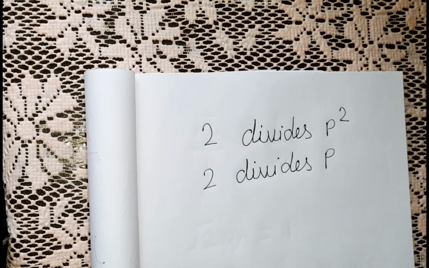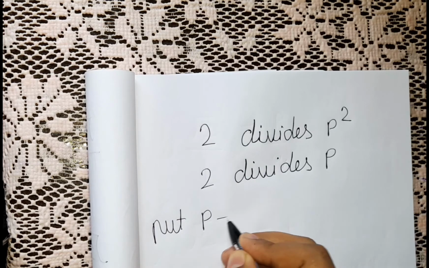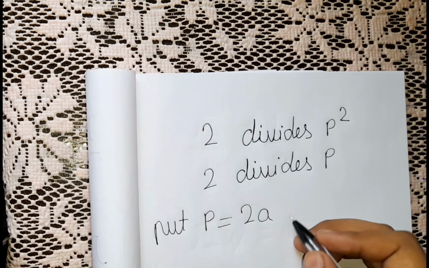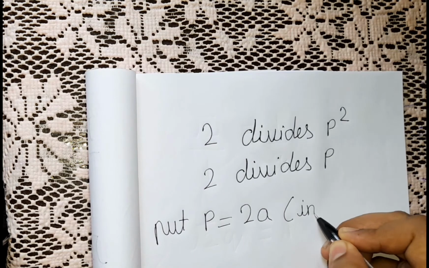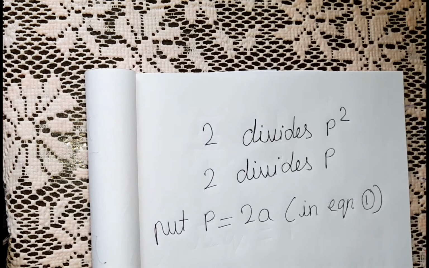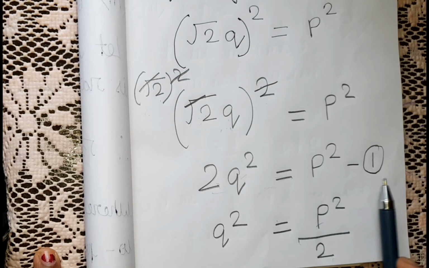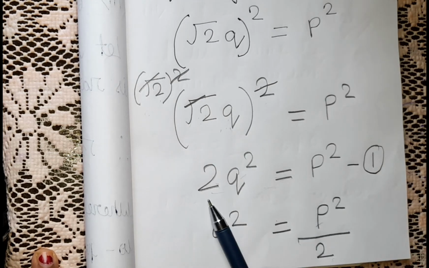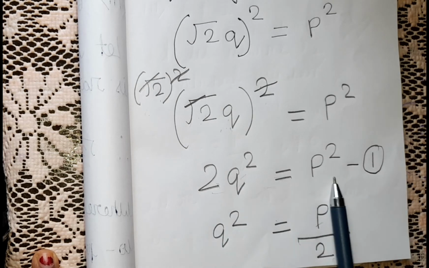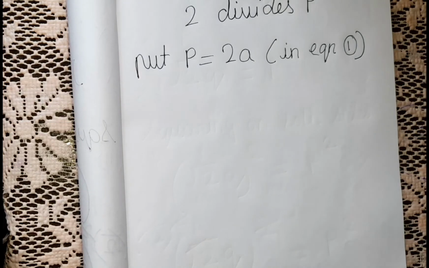Now what we shall do is, we shall put p is equal to 2a. Instead of p, we should write 2a. So we took it from equation 1. Let me show that equation. So this is the equation 1. Here the equation is 2 into q square is equal to p square. We are going to write this. Now let's write that.